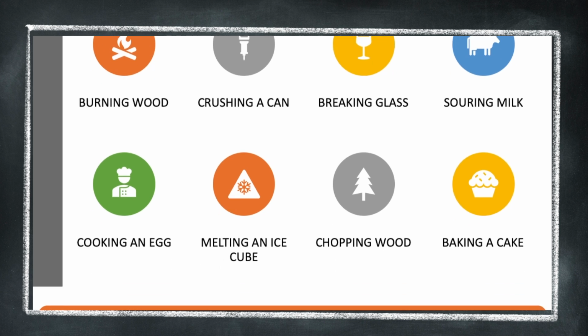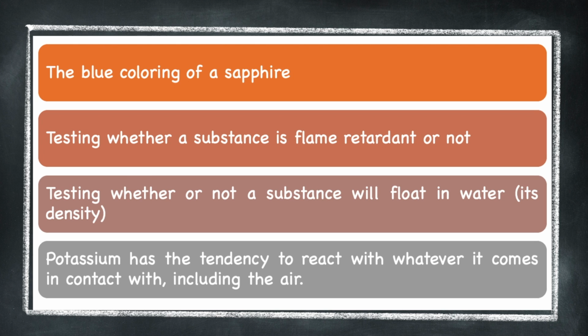So now we're going to talk about are we observing a chemical or physical property? So we did a whole bunch on chemical changes. Now let's talk about chemical and physical properties and some practice problems with them. So the first thing is the blue coloring of a sapphire. Okay, so a sapphire's blue. Coloring, something that's colored, that's going to be a physical property that we're observing. Okay, remember, physical properties are color, taste, density, smell, etc.